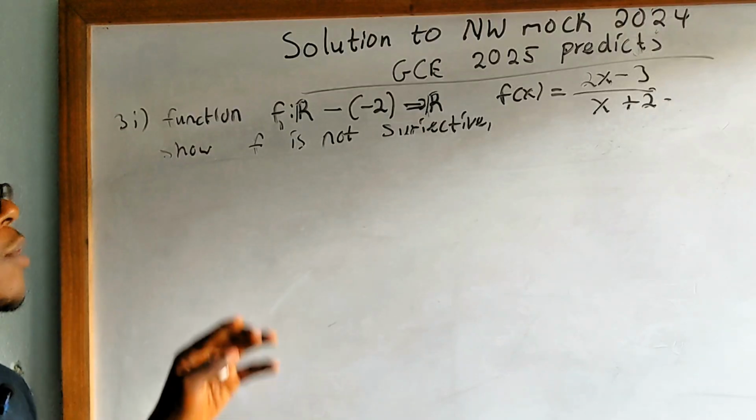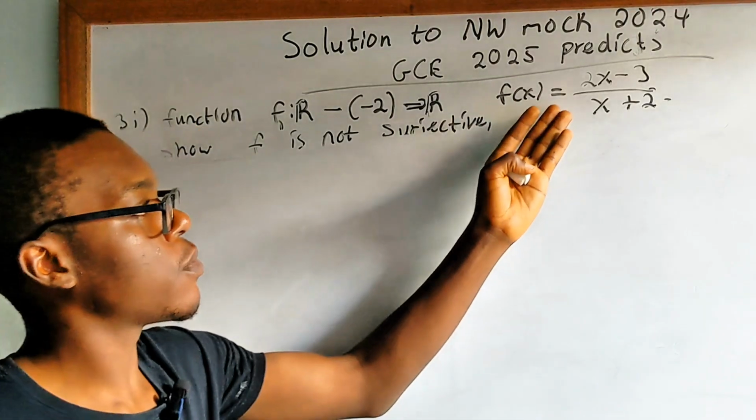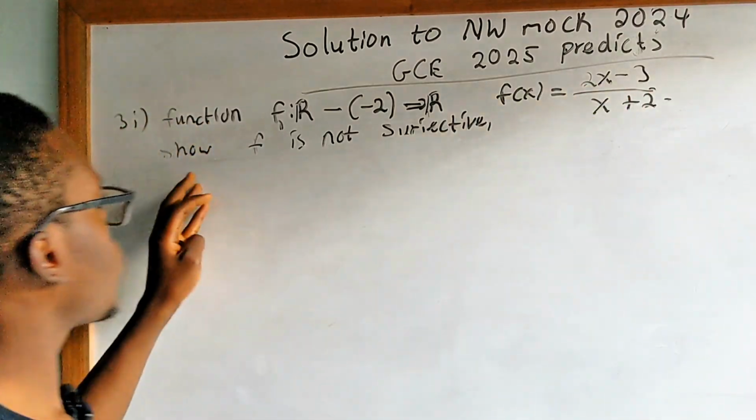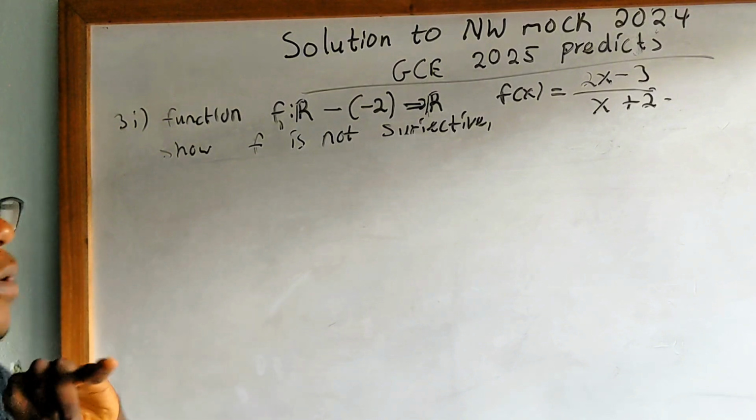Okay, we have this other question, question 3. We have a function that is represented as f of x equals 2x minus 3 all over x plus 2, and we are asked to show that f is not surjective. For a function to be surjective, what do we know?